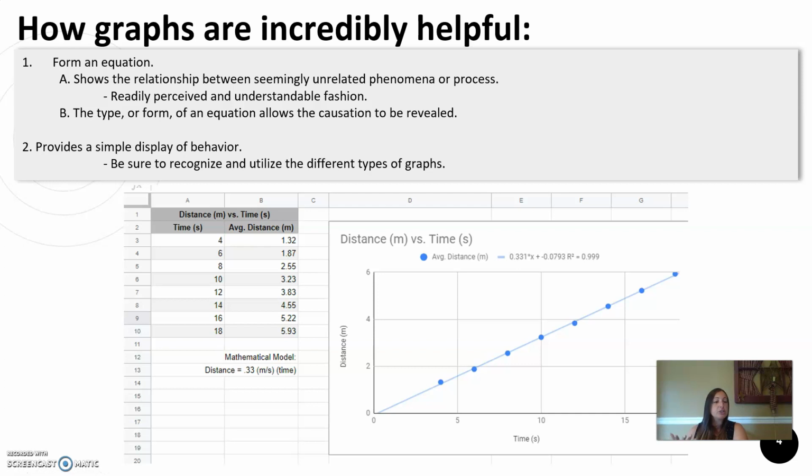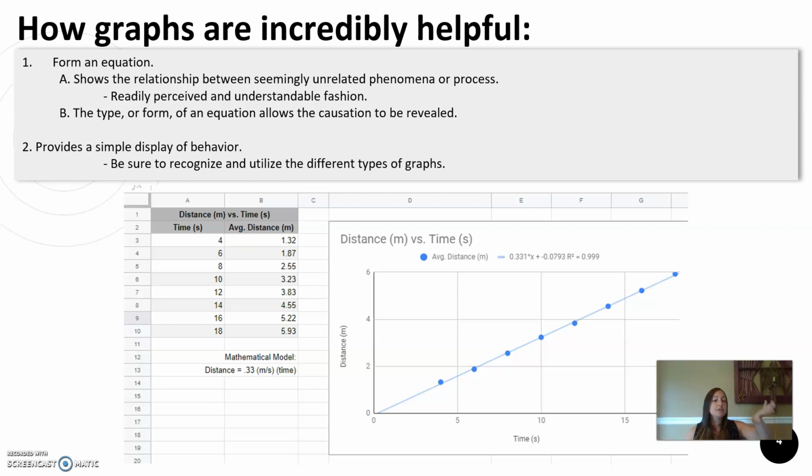We know that that equation is going to predict that answer. So when we're forming that equation, or at least in physics, we call it the mathematical model, it is going to show the relationship between what could potentially be seemingly unrelated phenomena or a process. Sometimes you can even get that something has no effect.